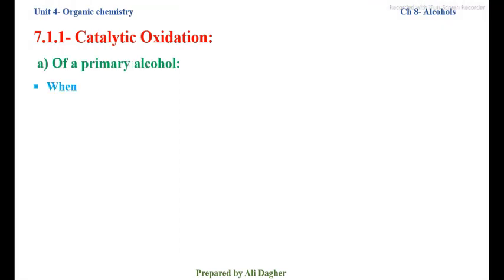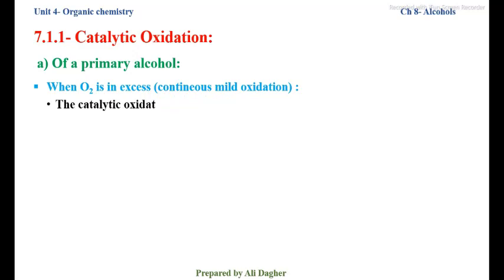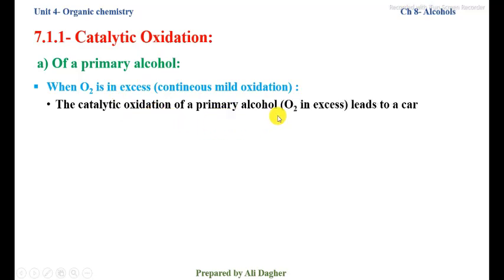Now, when oxygen is in excess, which is continuous mild oxidation, the catalytic oxidation of primary alcohol when the oxygen is in excess leads to a carboxylic acid.